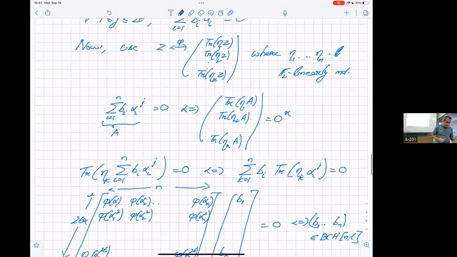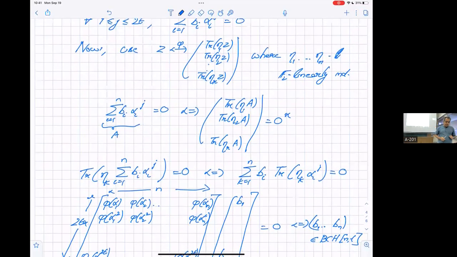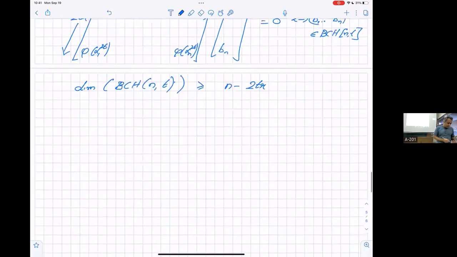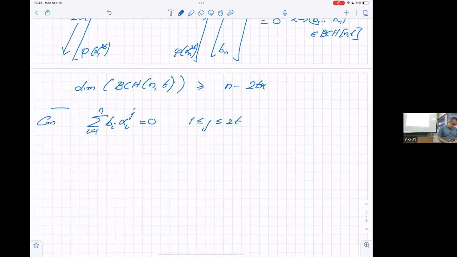So you're saying half of these equations are linearly dependent. So let's actually look at what the constraints are. The constraints are basically these constraints: summation b_i alpha_i to the power j, i going from 1 to n. Of course, there was trace of this and all, but I'm looking back. It is 0 for 1 less than or equal to j less than or equal to 2t. So the constraints are of this type.